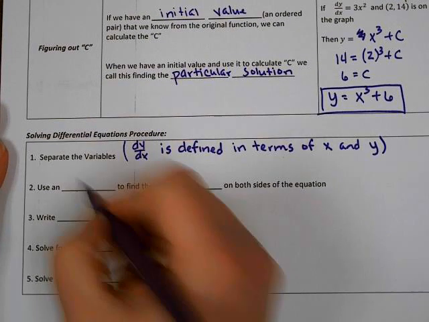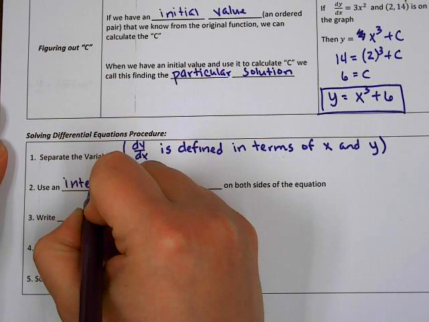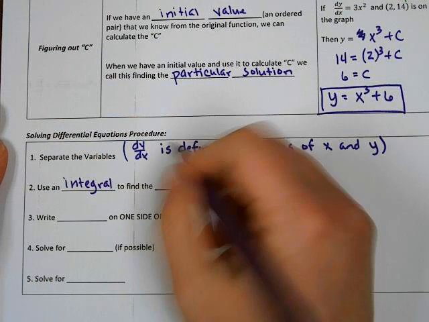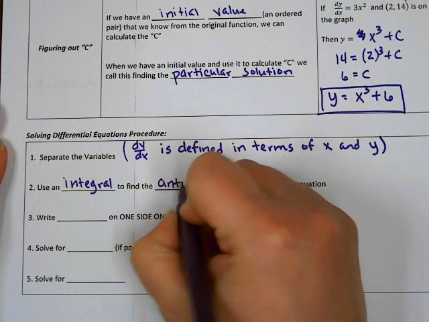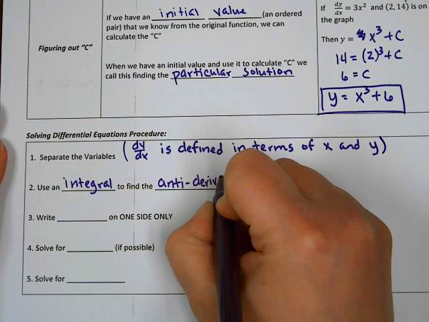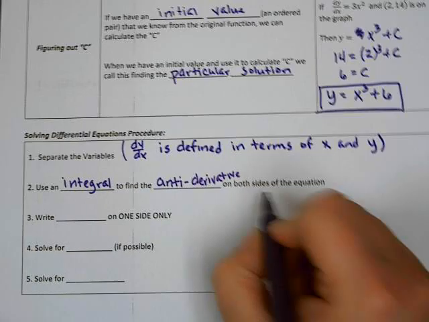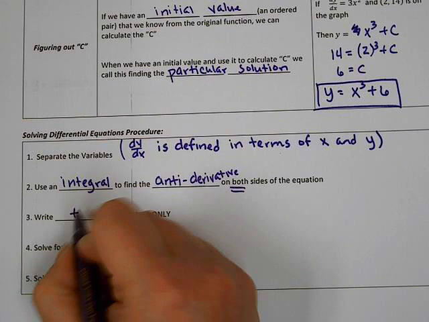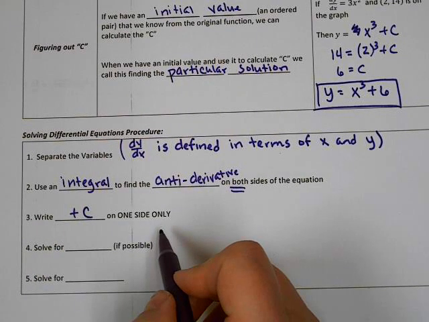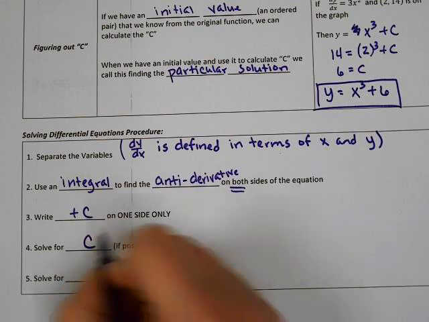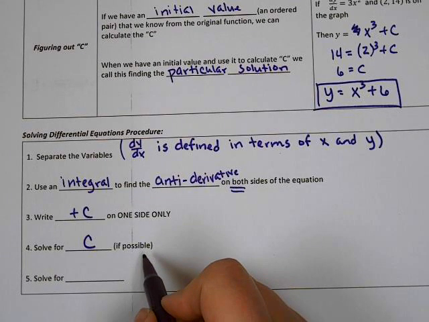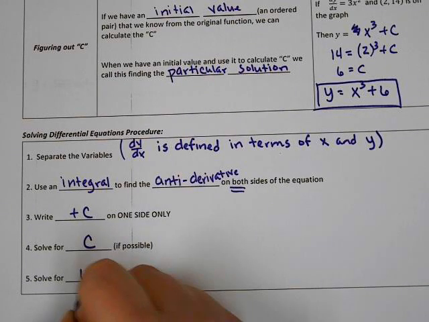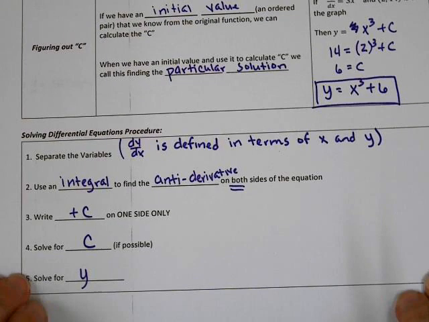All right, so then we use an integral to find the antiderivative on both sides of the equation. We're going to write the plus c on only one side, and then we're going to solve for c if that's possible. So if we're given that initial value so that we can get the particular solution, we're going to do that. And then the very last thing is that we will solve for y. All right, so let's see what this actually looks like then.